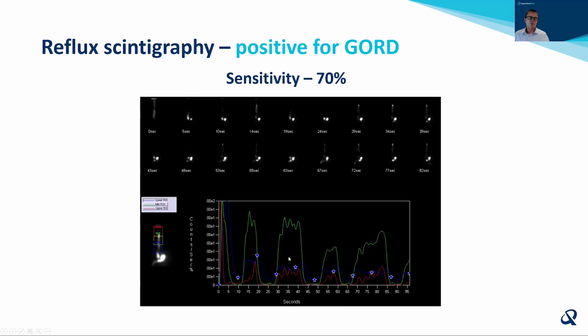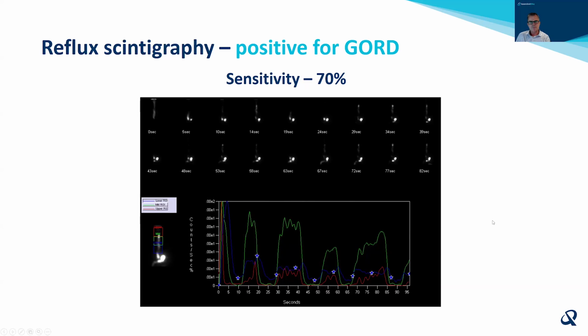And this is an example of a positive study. So there's initial normal movement, and then subsequently there's a peak in the time activity curves with frequent reflux. Okay, that's me finished.